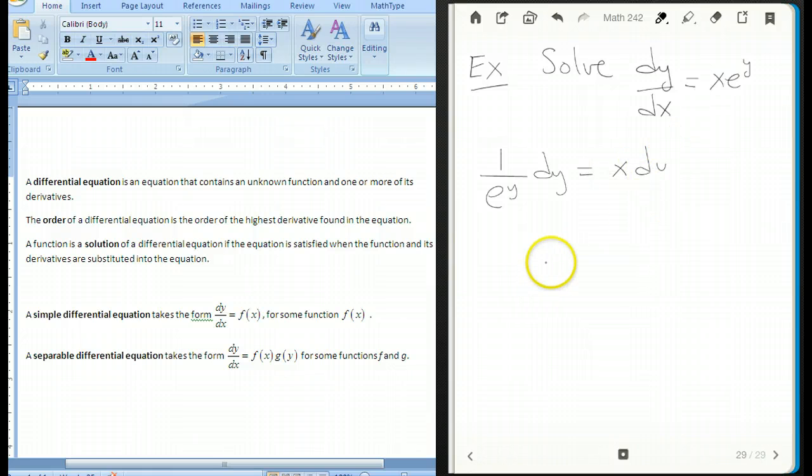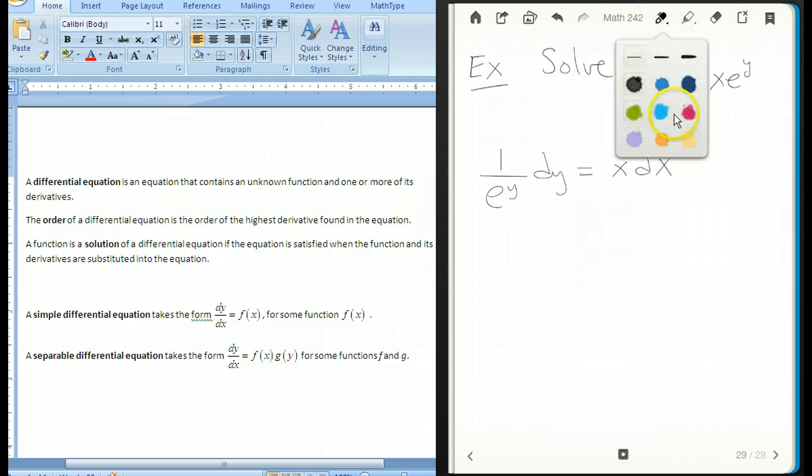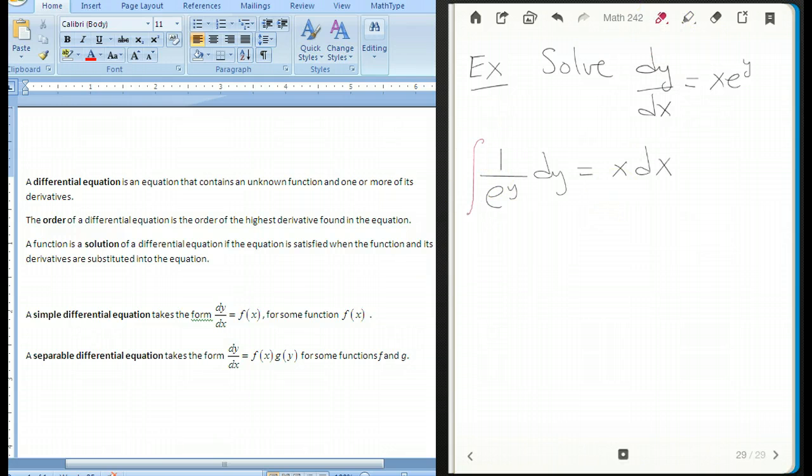Good. All right, so now what do I do? Remember, I have to undo the derivative, so go ahead and add some integral signs right here to say I'm going to do an antiderivative, but with these separable ones, remember you do an antiderivative on each side. Okay, so on the left-hand side I have e to the negative y dy, and on the right side I have integral x dx. Okay, so how would we do each of these two things?